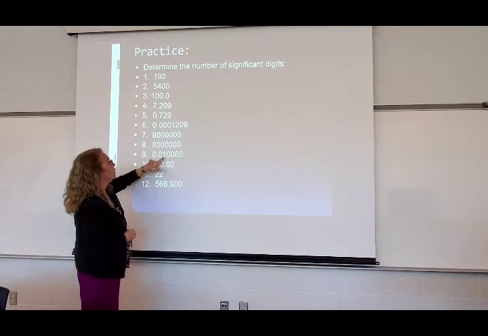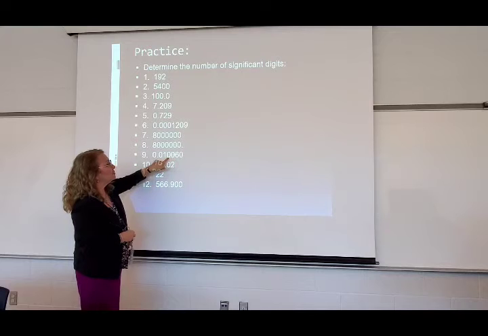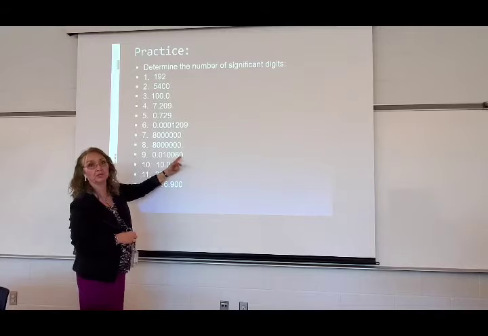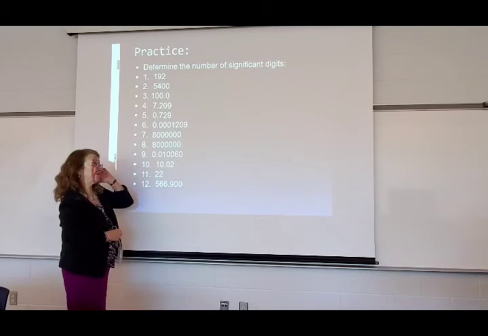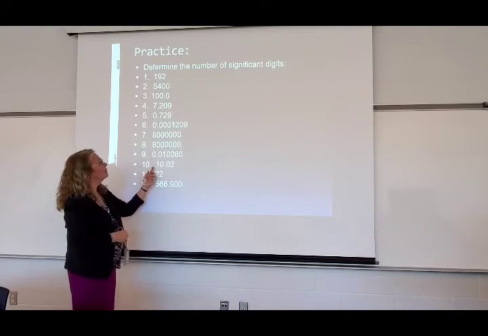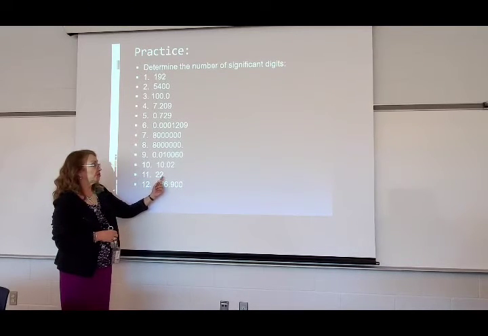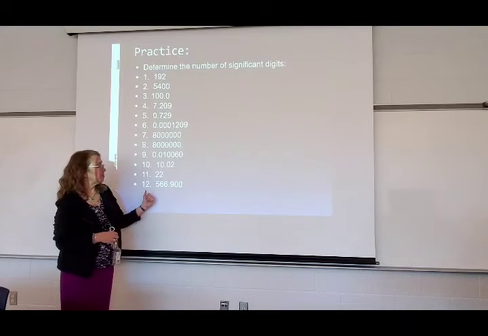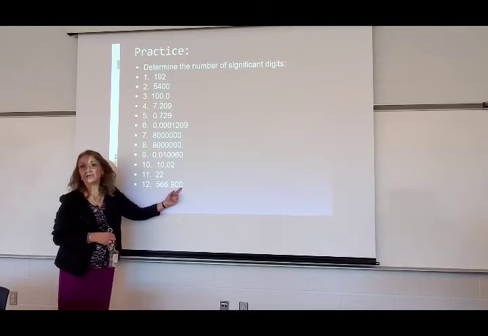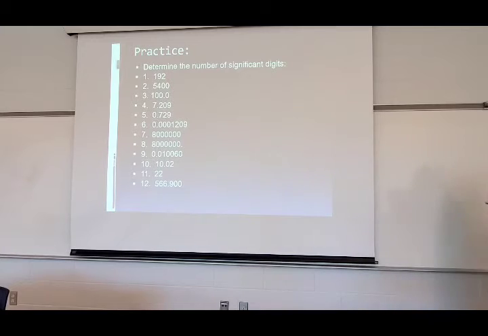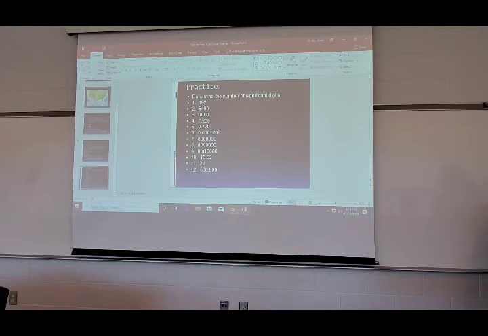Number 9, we start with the 1. Even though these are zeros, they're in between something, so they're all significant, and even the last one. So these are 5 total. 10, we have 4, as you can see. 11 is 22, but we need to start from this direction because there is no decimal. And then the last one, number 12, they're all significant, so you have 6. So that's how you do significant figures, right? So now, you can stop if you want for a minute.